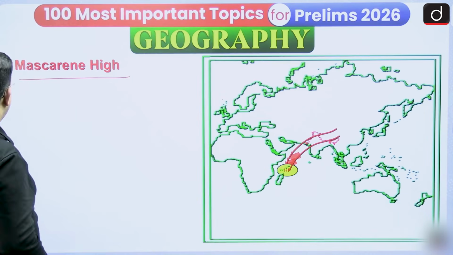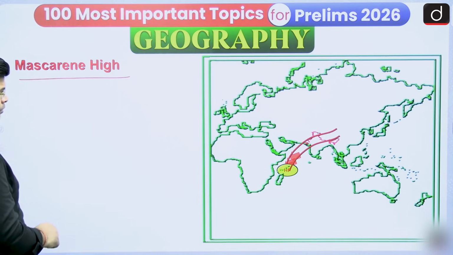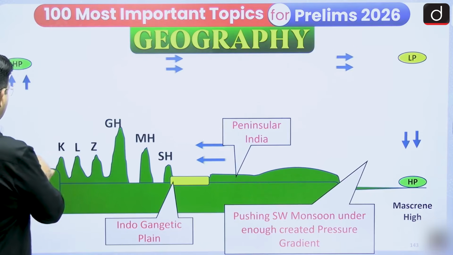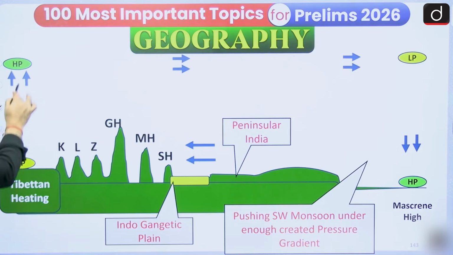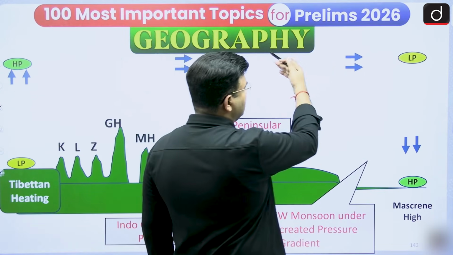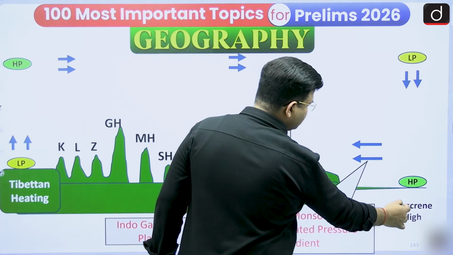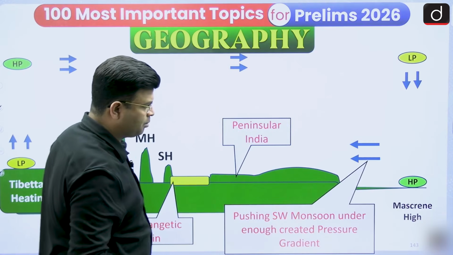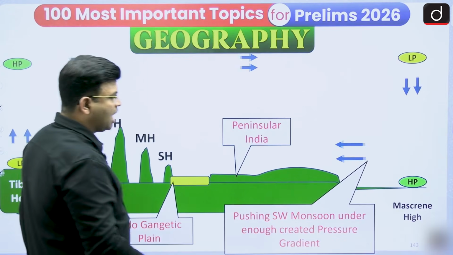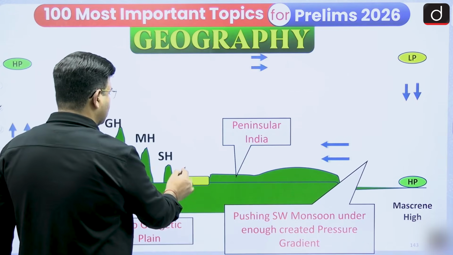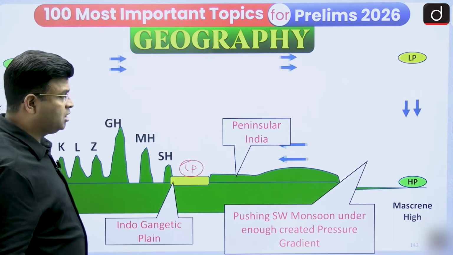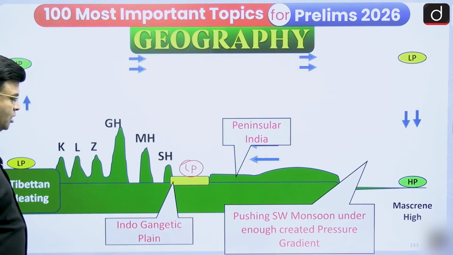And here we can say that in the upper atmosphere, Tibetan heating creates a low pressure at the surface and a high pressure above, which then starts moving south, deflected rightward, and starts descending over the Mascarene High. Mascarene is an island group. In this region it is descending, creating a high pressure, and since India has a low pressure, the wind moves faster, supporting more rainfall over peninsular India.